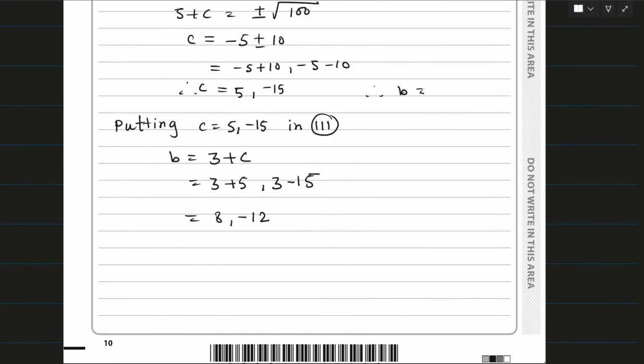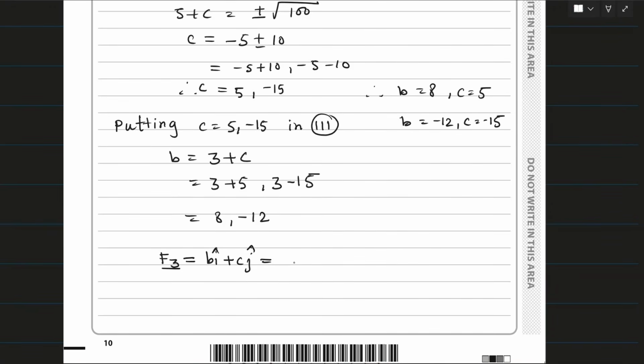We see that B is equal to 8 when C is equal to 5, and we see that B is equal to minus 12 when C is equal to minus 15. So from this we can find out our force F3. We know that force F3 is equal to Bi plus Cj. So we can just use each pair of our B and C values to construct the two possible values of our force F3.